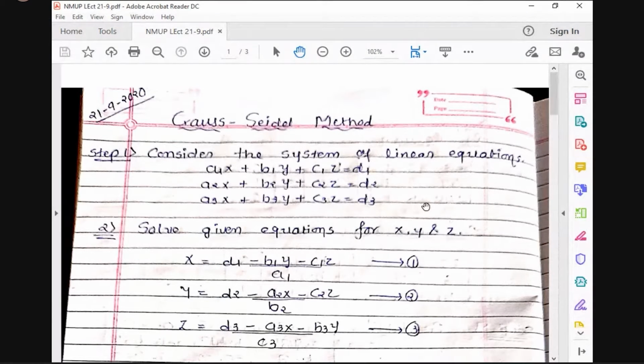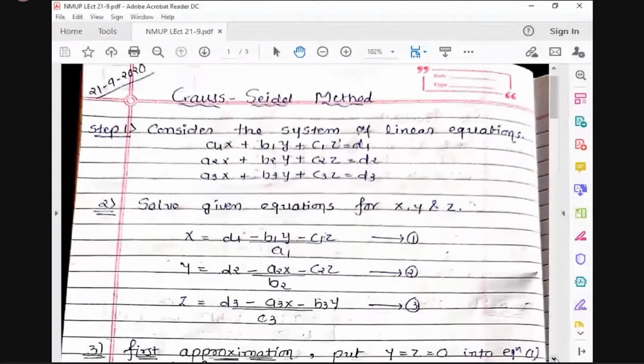This method is an iterative, or indirect, method. Why is it called iterative or indirect? Here, the values we get for the unknowns are not the exact solution. So what we do is perform different iterations, and we continue until two successive iterations give the same answers. We will follow the same steps.